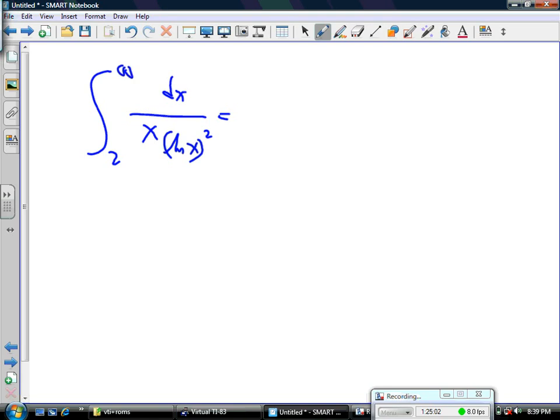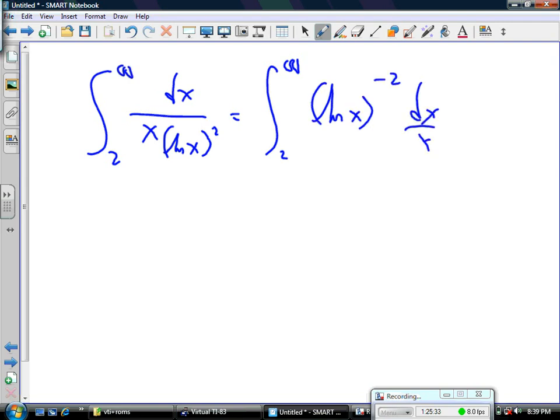Okay, so can you integrate that? Yes. You have the tools. You can do it. How? Maybe I should make it more obvious. Let's make it more obvious. Not that obvious. Now it's easy.